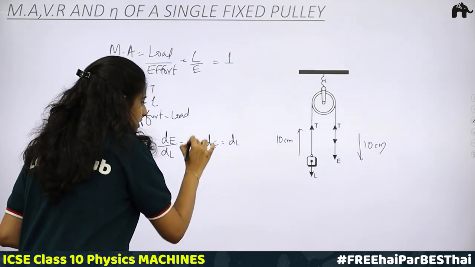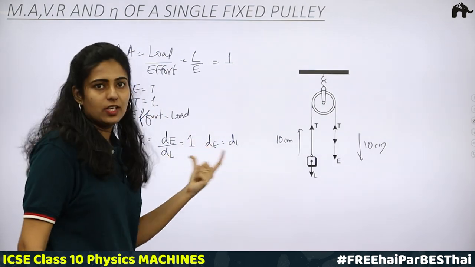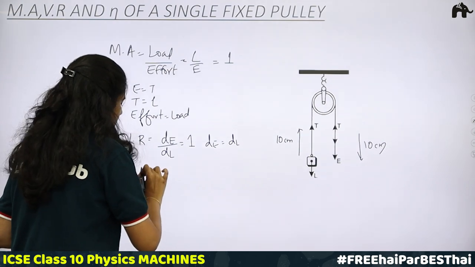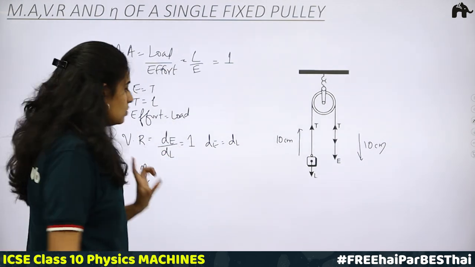What is the ratio then? Ratio will be equal to 1. We are getting the velocity ratio also equal to 1. Now, how to find the efficiency? Efficiency is represented by the letter eta. Greek letter eta is used to represent efficiency.